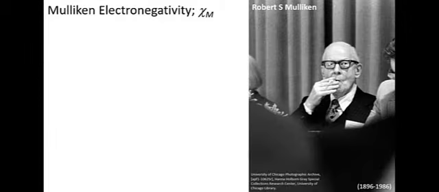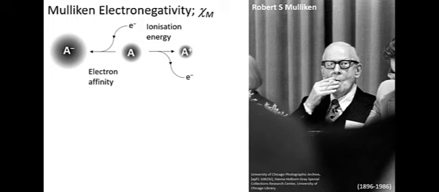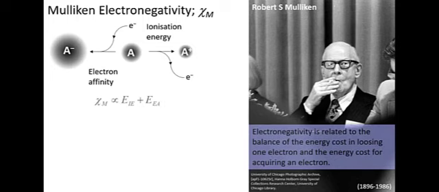Mulliken proposed a different way to quantify electronegativity. He said, if electronegativity is about the relative ability for an atom to give or take an electron, then we've already measured that for atoms in isolation. The first ionization energy measures the energy required to remove an electron from an atom. And the electron affinity, well, that measures the energy released when a neutral atom accepts an electron. The difference in these two can give us an electronegativity which scales linearly with Pauling's values.